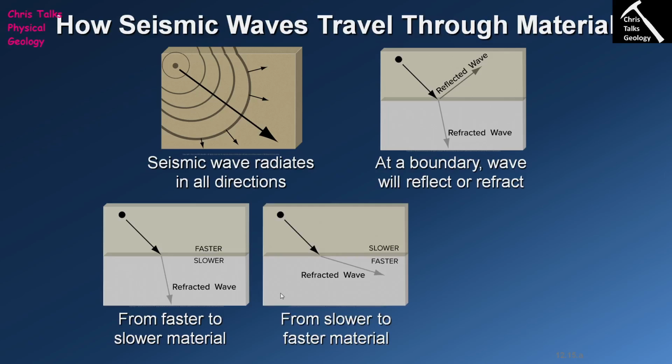Now, when we have the reverse situation and we're moving from a slower material to a faster material, you will see that the angle of the wave shallows. So once again, here's our hypocenter where our earthquake seismic waves are being produced. Here are our seismic waves moving down. They're trying to cross the boundary, and as they cross the boundary, the wave is being refracted, but because we're moving from slower to faster, we can see that the angle of the wave has shallowed.